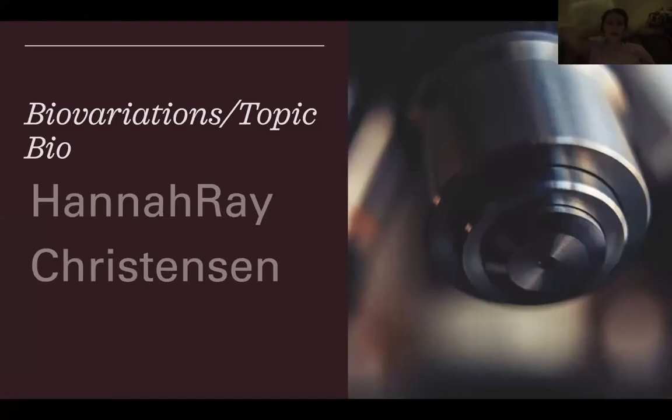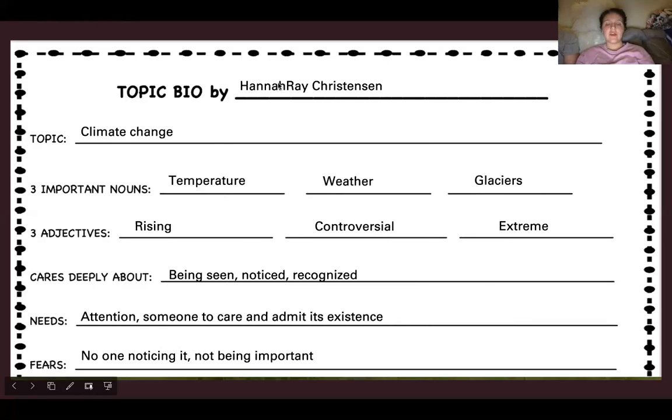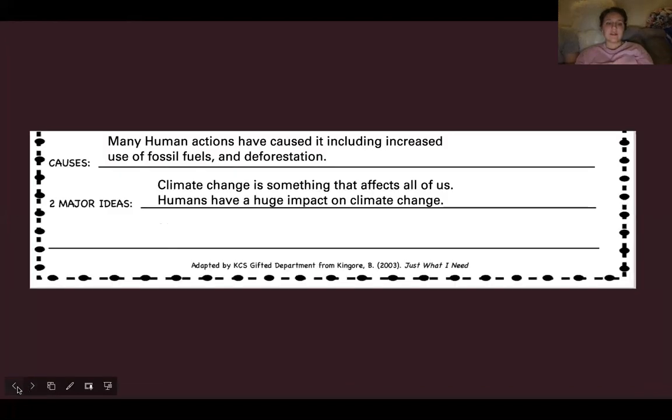So a topic bio, slash a bio variation, is, in my opinion, something that should be given after instruction because of the layout. I'll show you the layout while I'm explaining it. So you have the student's name at the top, you have the topic, nouns, adjectives, cares deeply about, needs, fears, causes, and two major ideas.